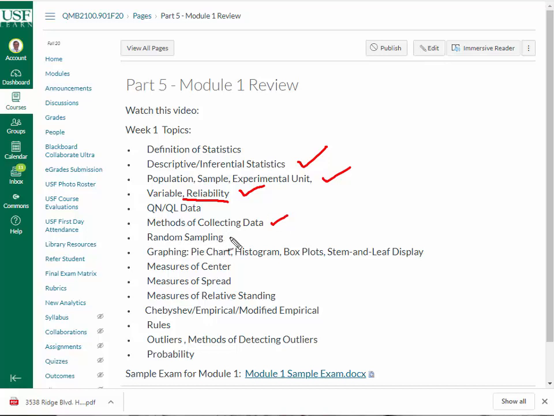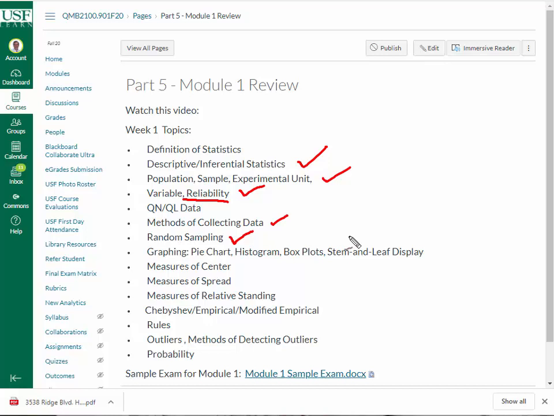Random sampling, that came into play on your first project, right? I had you talk a little bit about a random sample, but a random sample is a technique where every single unit in the population has an equal chance of being selected. And we talked about a couple different techniques for doing that.